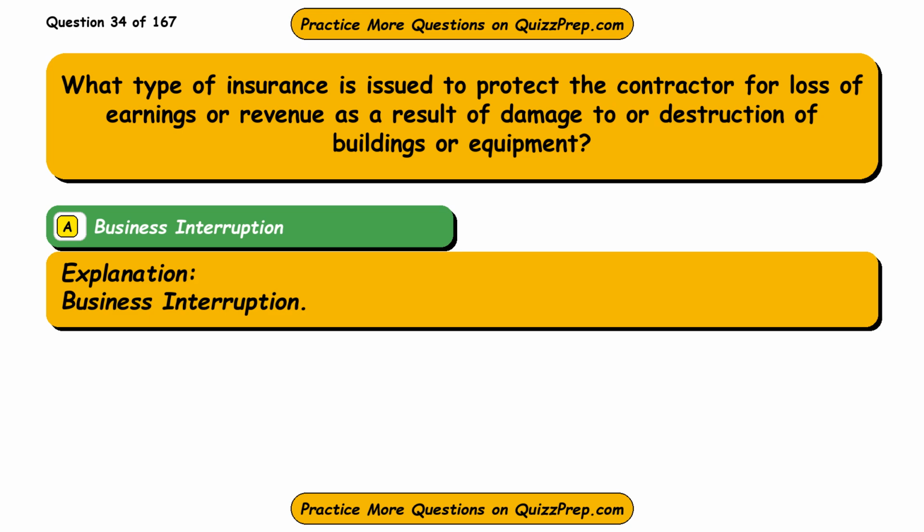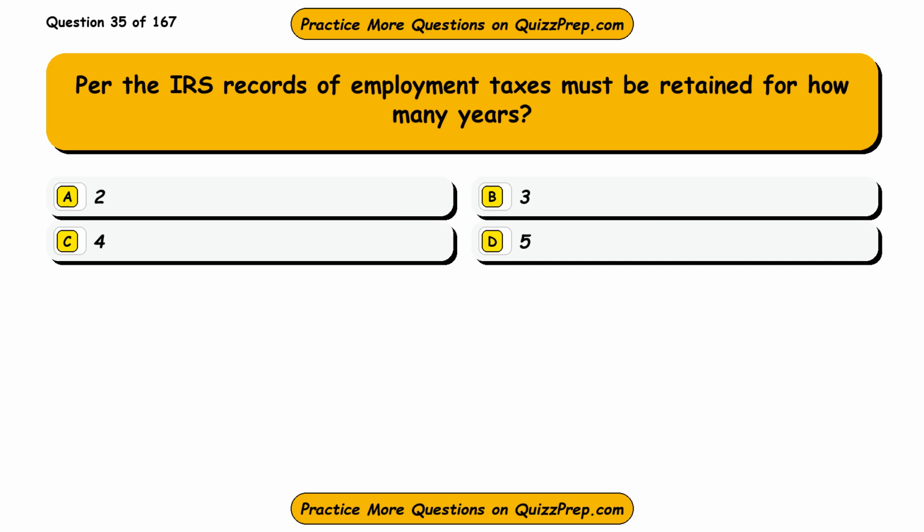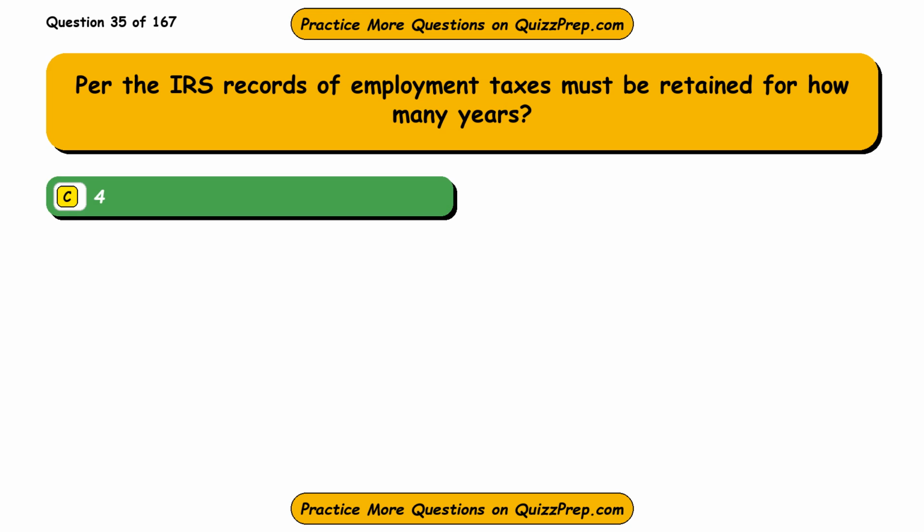Business interruption. Question 35. Per the IRS, records of employment taxes must be retained for how many years? Option A, 2. Option B, 3. Option C, 4. Option D, 5. The correct answer is option C, 4.